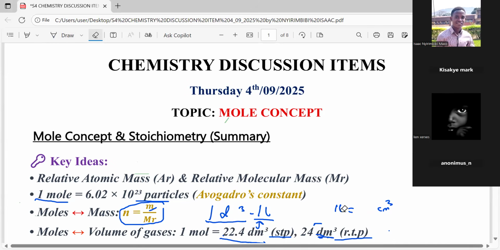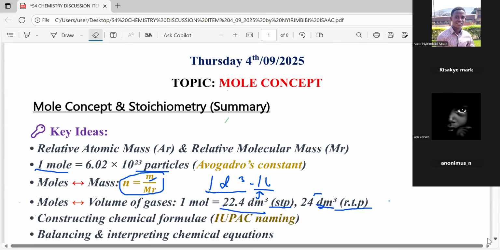Okay, so let's look at something else here. Another key idea is constructing chemical formulae. So when you're constructing chemical formulae, what do we do? You recall that they use also the IUPAC naming, the International Union of Pure and Applied Chemistry. That is the naming that we normally use when we are naming those different compounds. But also in this area, we are looking at how to construct chemical formulae.